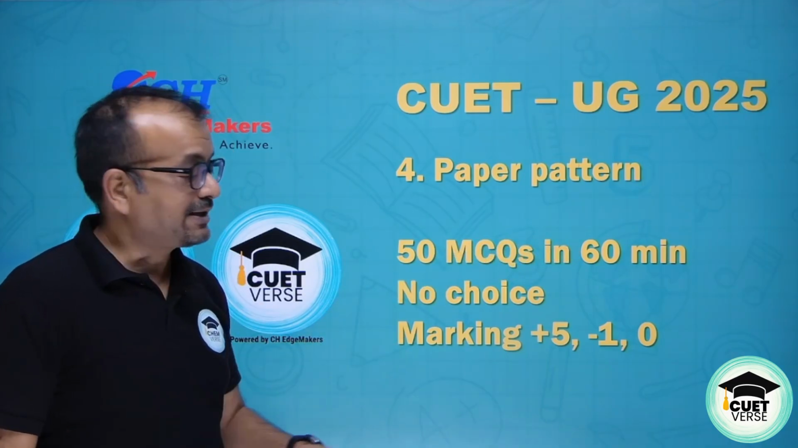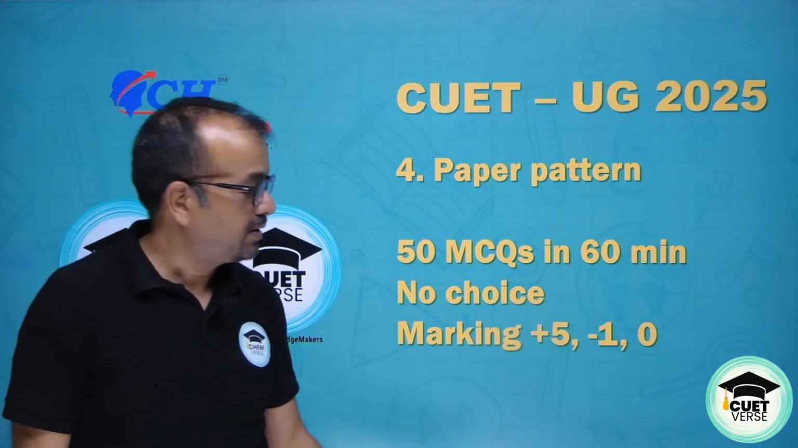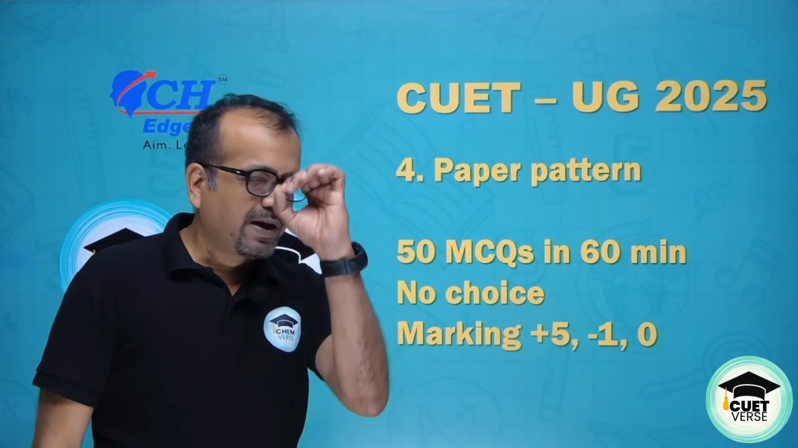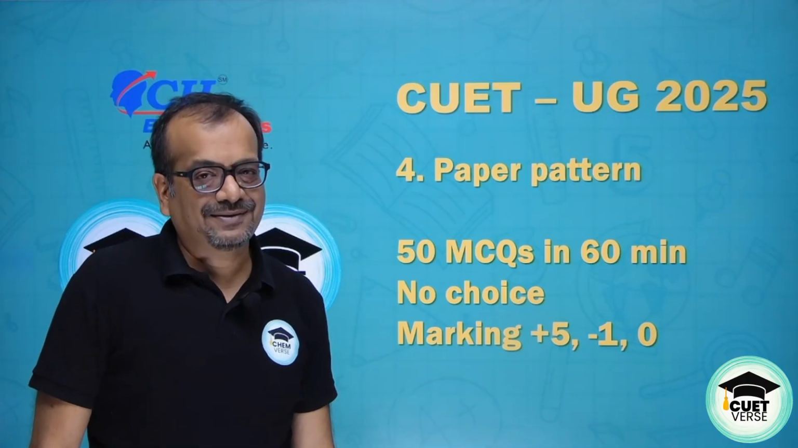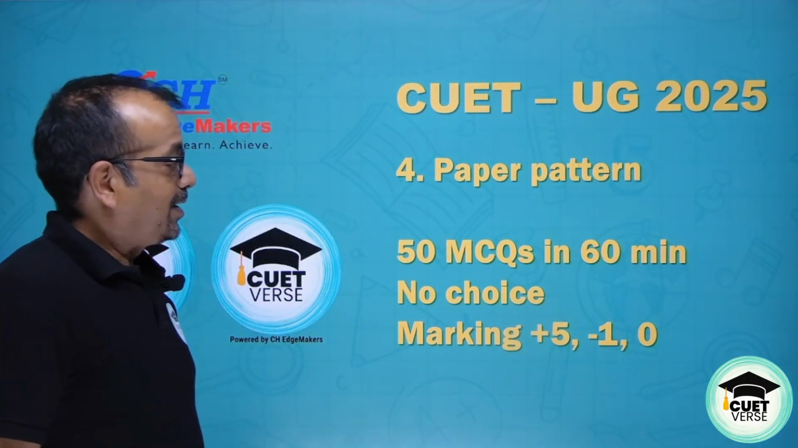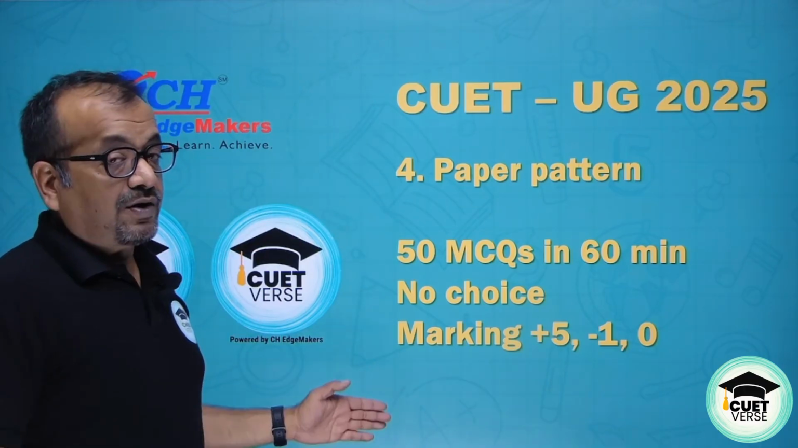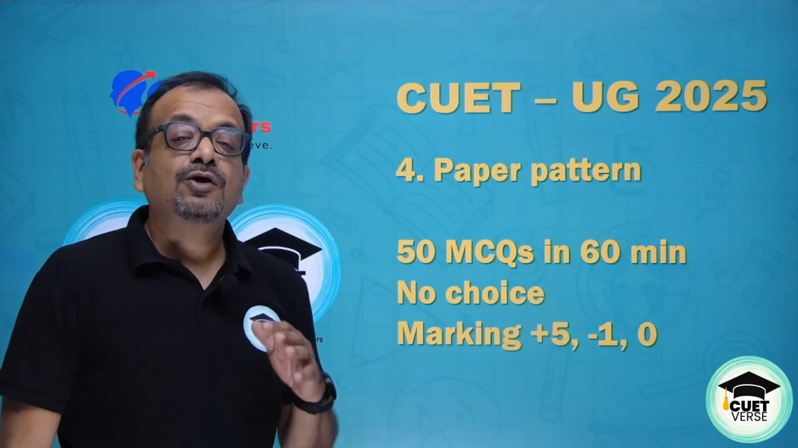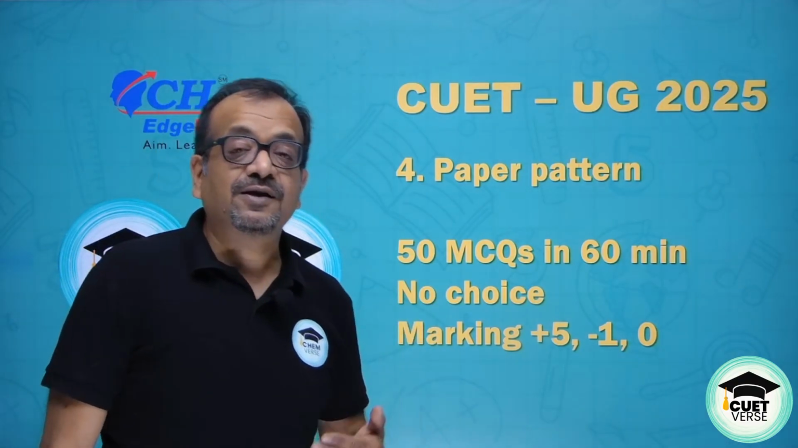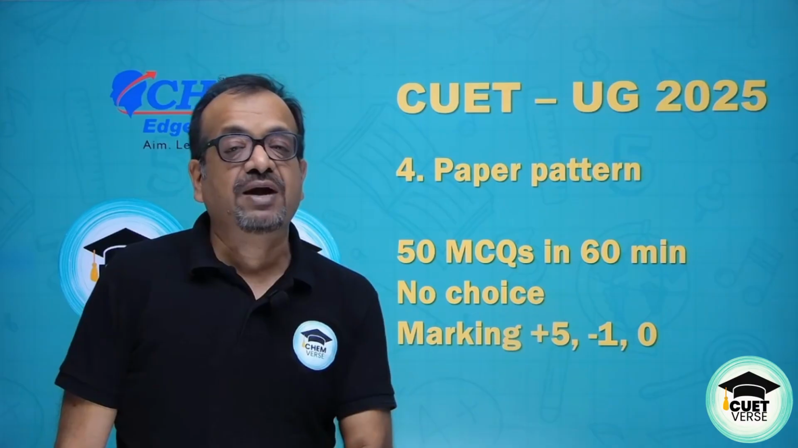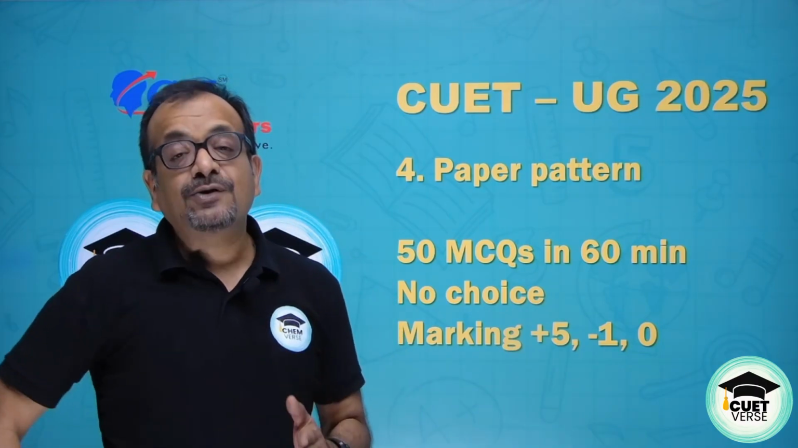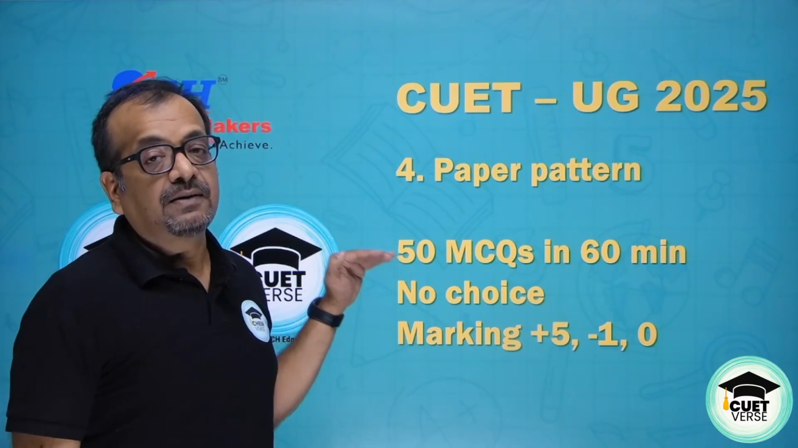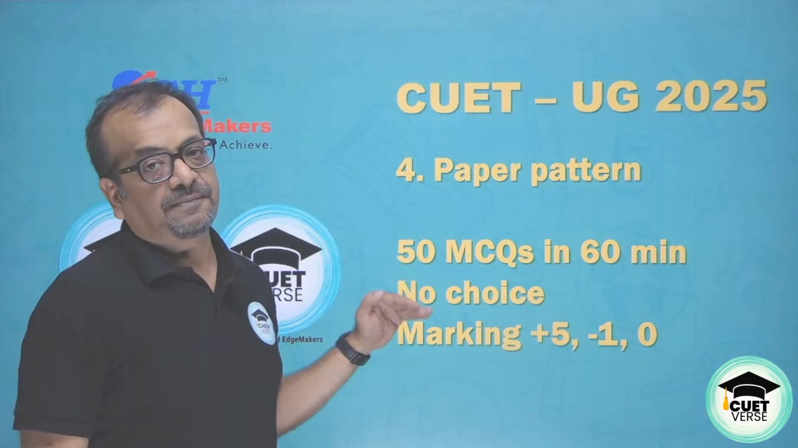And this is the marking scheme: +5 for a right answer, -1 for a wrong answer, and 0 marks if you do not attempt the question, right? So now what does this mean for you? It means that please do not make the previous year paper the basis for your strategy of this year. Make your testing strategy as per the standard pattern disclosed this year.